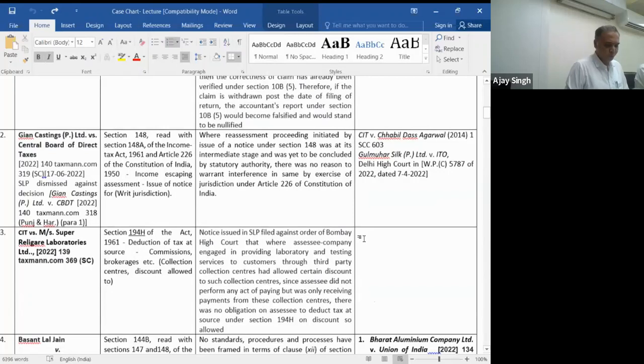I would also like to read section 80, which is normally avoided or missed out many times. So one needs to read this section and keep section 80 in mind also.